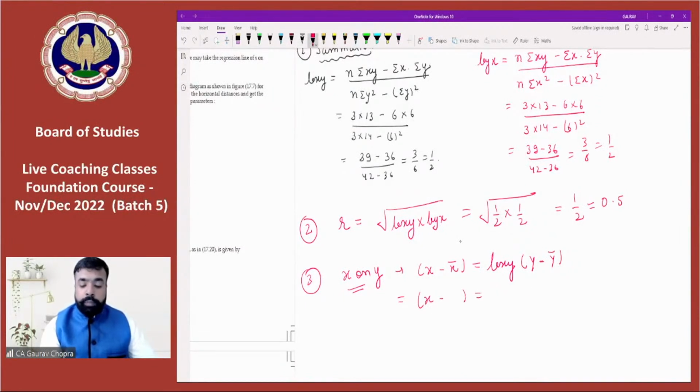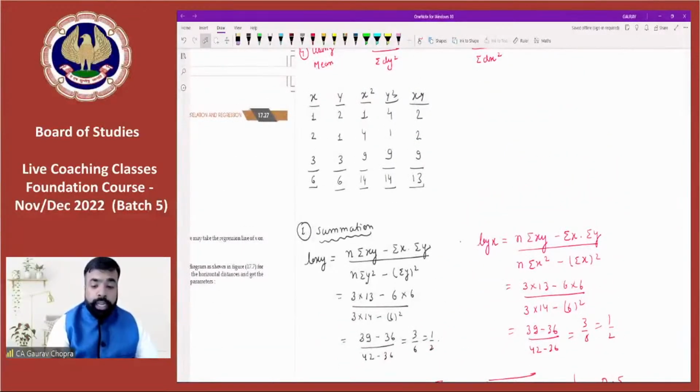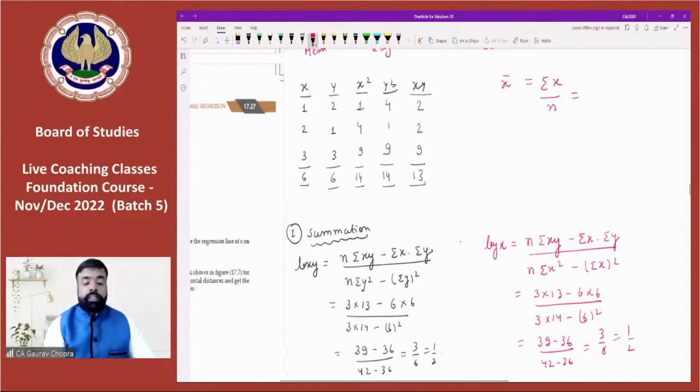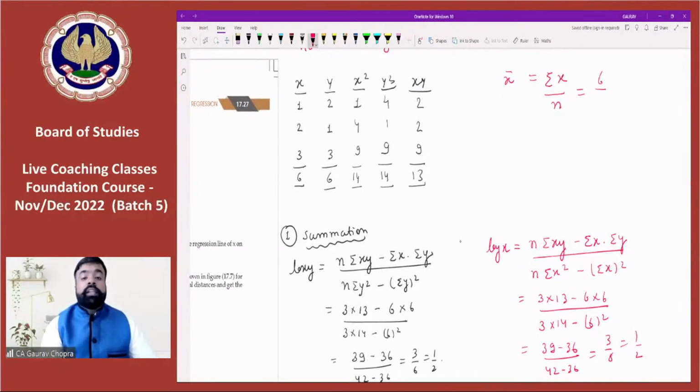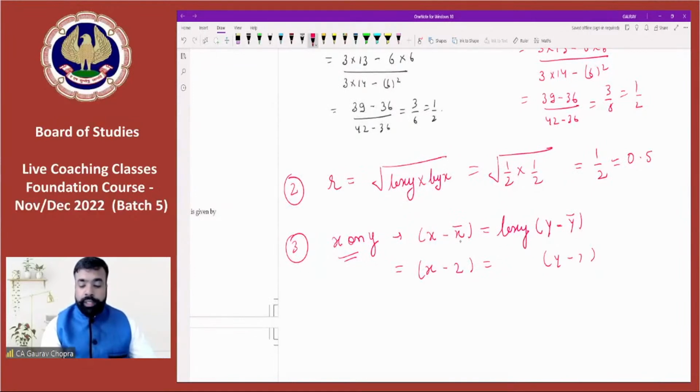So what is x bar and what is y bar? Let us check. For calculation, x bar is sigma x upon n. So what is sigma x? Total of x. Total of x is 6. n is 3. So x bar will be 2. Similarly, y bar is sigma y upon n. So it is again 6 by 3. That is 2. So we can write 2 in place of x bar and y bar.